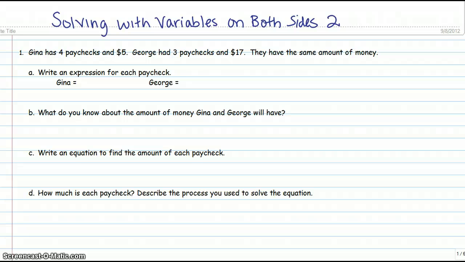Alright, solving with variables on both sides, day 2. Gina has 4 paychecks and $5. George had 3 paychecks and $17. They have the same amount of money. Write an expression for each paycheck.